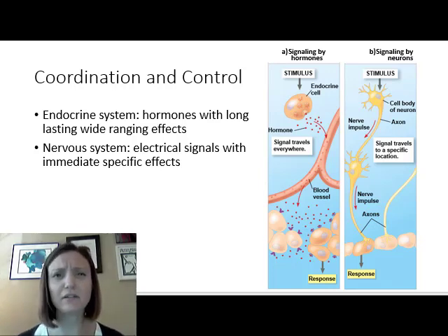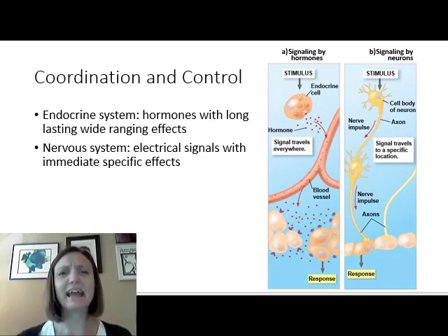The other way that animal systems use for coordination and control is the endocrine system. The endocrine system is also controlled in many ways by the nervous system, but it's a longer lasting but slower acting system. It's going to have a wide-ranging effect. It's going to take a little bit longer to kick in, but again, its main purpose is to alter the function of different organs and different tissues. Same thing with the nervous system. Its purpose is to alter the function of different organs and tissues in order to maintain homeostasis for that organism.